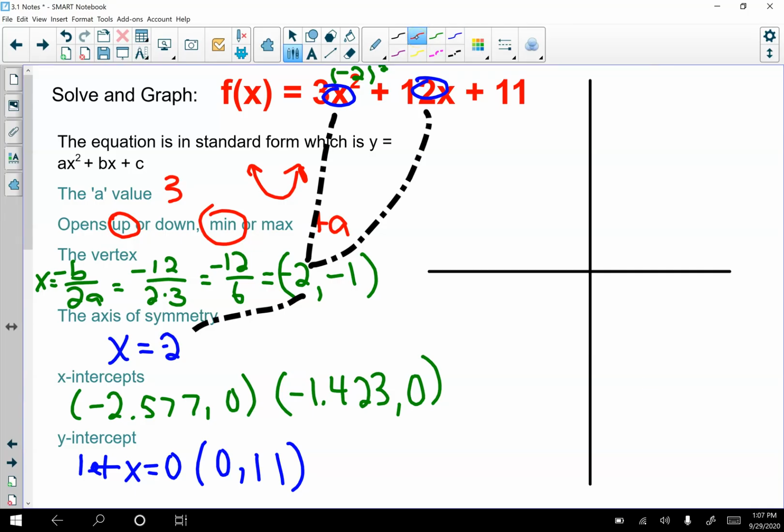So if I was going to graph this, I would be at 0, 11 for my y-intercept. I would be at negative 2, negative 1 for my minimum, my vertex, and then I'd be at negative 2.50 and negative 1.5, roughly, 0. And then you're going to go ahead and draw your parabola. So this graph should match up with all the stuff you have on here.